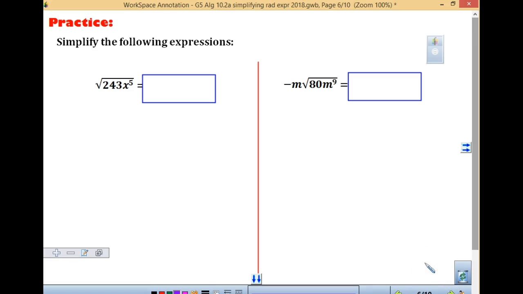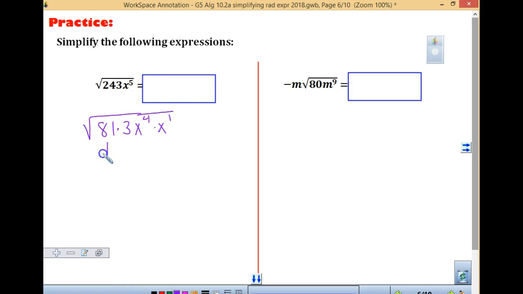243. Now you have your calculators, right? So 243. Oh, looks pretty nice. Divisible by 3. So what perfect square, when you divide by 3, what do you get? 81, perfect square, right? So I have 81 times 3. X to the 5th, we are going to break it down as x to the 4th times x to the 1st. Why 4? Because this is an index of 2 out here. And 4 plus 1 is 5.